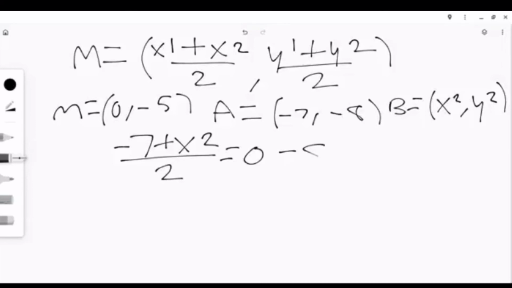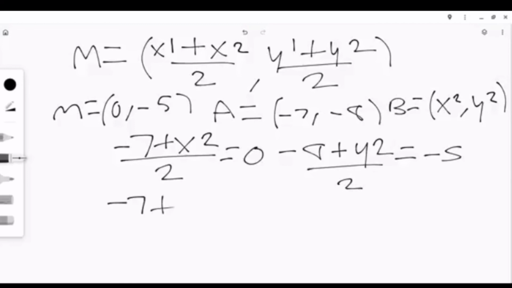For the second formula, you plug in the y points, so -8 plus y2 over 2. That would equal -5 because that's the y of the midpoint. Once you've plugged in all the numbers, you multiply 2 times your midpoint. Now you have to bring down what you have in the numerator. Now multiply 2 times the midpoint. In our case, the midpoint is 0, so 2 times 0 is 0.